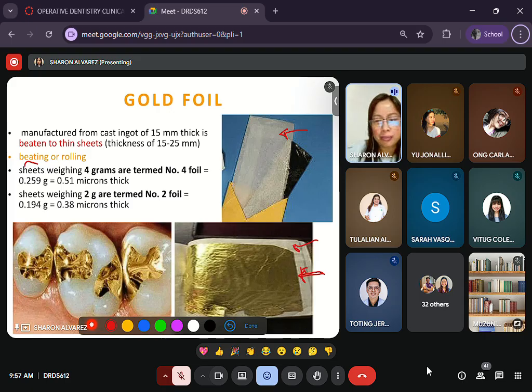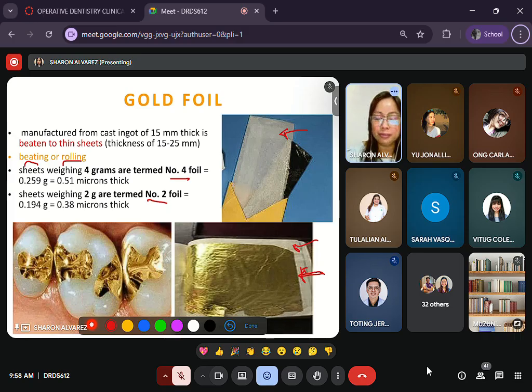Other than hammering or beating the gold, it can also be made by rolling the gold until it becomes very thin sheets. Dentists, during the time that they were still using gold foil, could either use gold foil number 4 or gold foil number 2. What's the difference? The difference is the thickness.